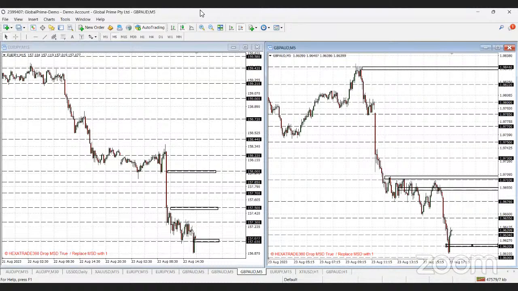So I hope you guys enjoyed that. Again, last word: I'm looking at Euro Yen to pop up to these levels and Pound Aussie to continue its move up. And I'll be back here tomorrow at 9 a.m.